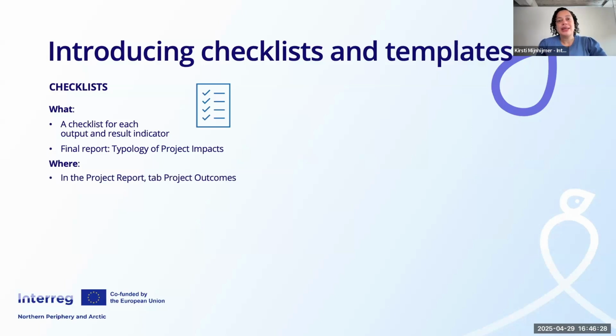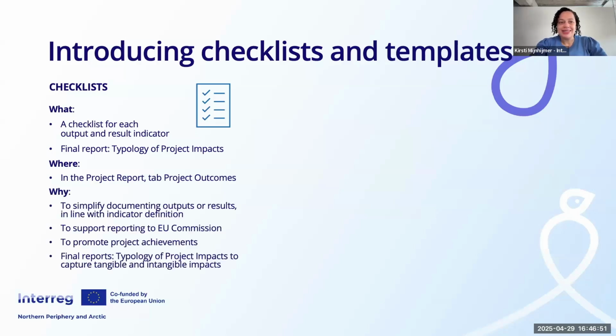You will find this as soon as your desk officer makes this available in your project report. And there will be an extra tab called Project Outcomes. And this is where you will be able to select the relevant checklist for your outputs and create them and fill them in.